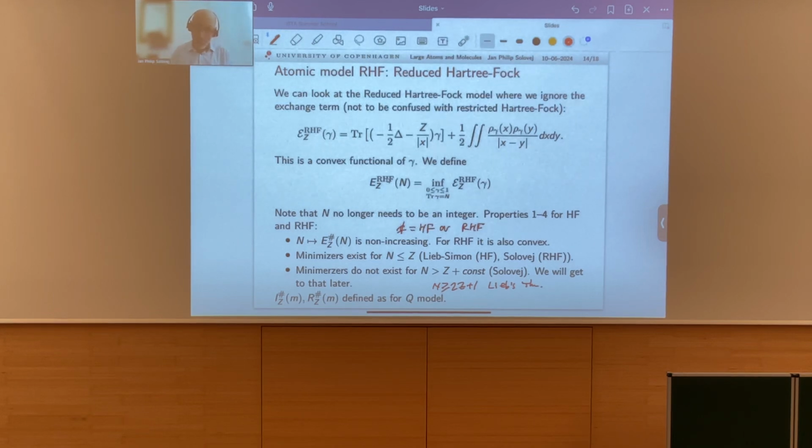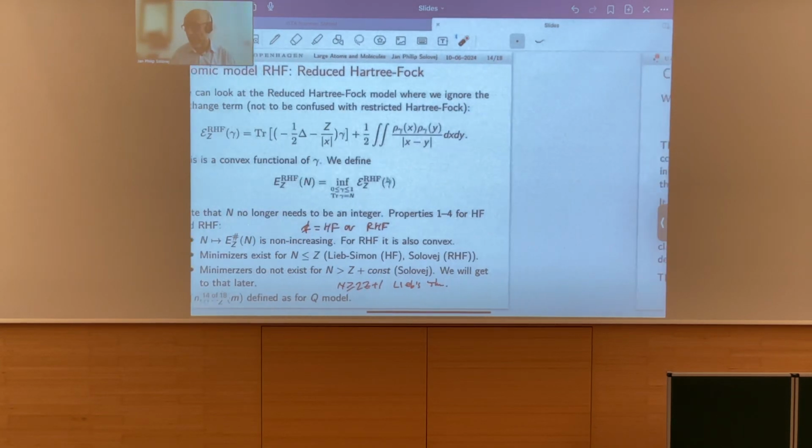But this also holds both for reduced Hartree-Fock and for Hartree-Fock. But one can prove, at least for large z, something slightly stronger: the 2 here is not really the optimal thing, and you can actually prove that you do not have minimizers if n is bigger than z plus a constant in both Hartree-Fock and reduced Hartree-Fock. But I will get to that later. And again, you can define the ionization and the radius as for the quantum model. So if we can maybe say something in one model, or maybe one model is too difficult, we will try to say something in another.